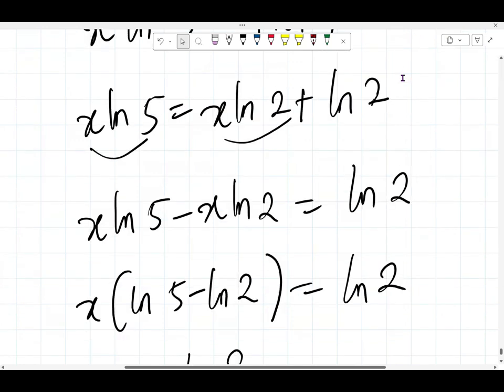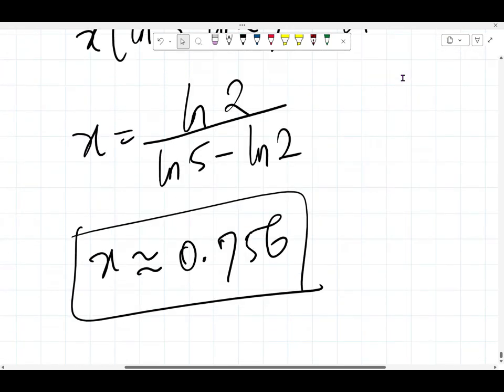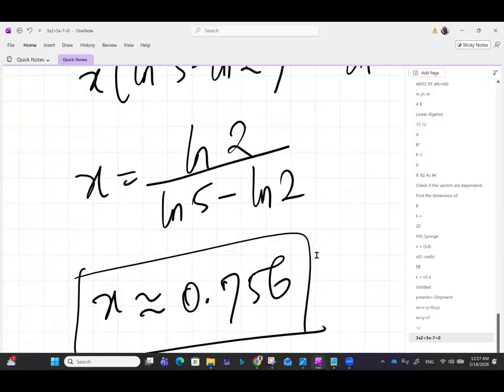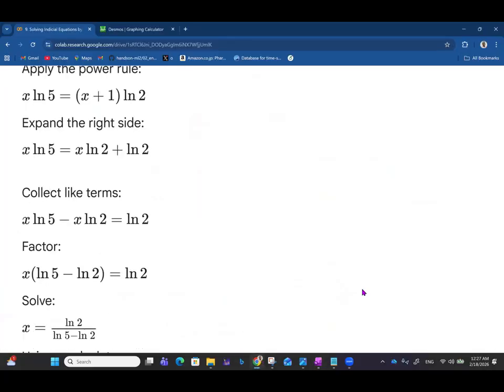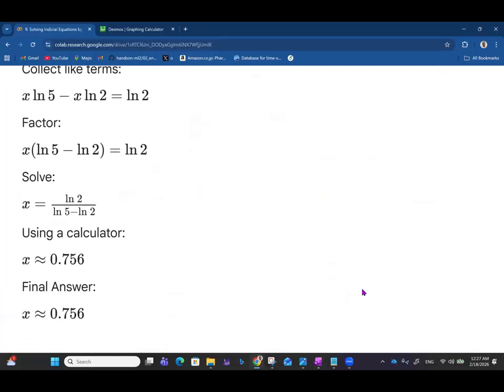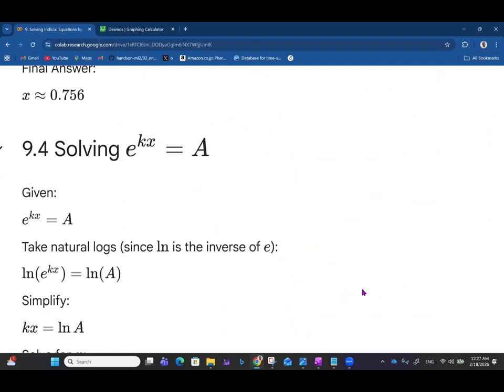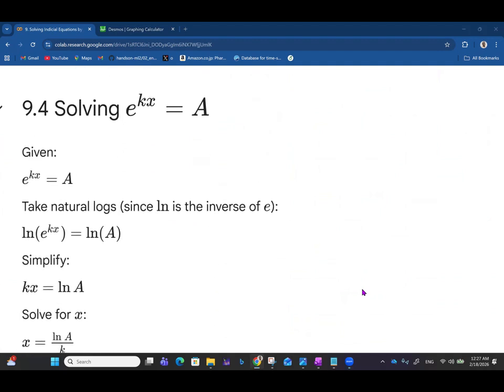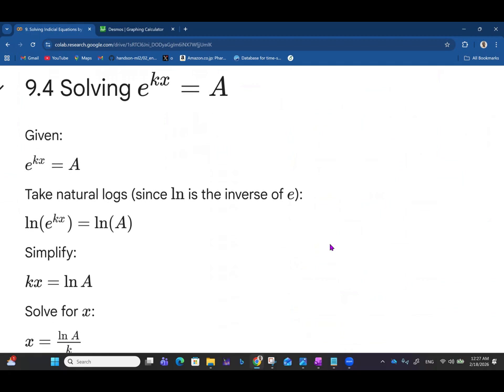0.756. And that's also what we obtain on the notes. So back to the notes, you see the answer is approximately 0.756. So in essence, if we are solving e raised power kx, the other time we solved a raised power x equals b, right? That's indicial, that's exponential still.